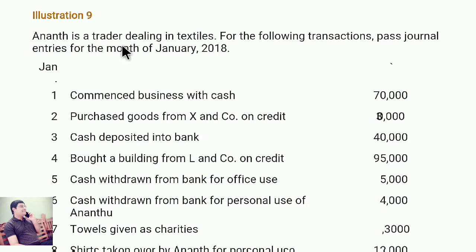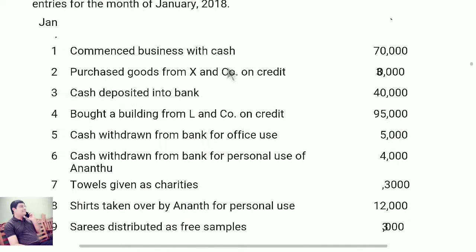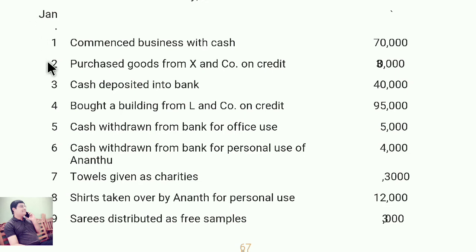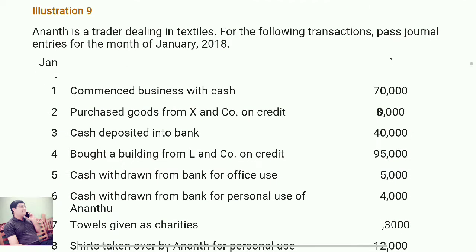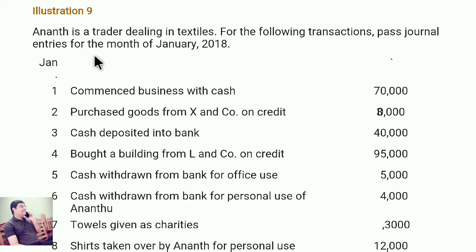Anand is a trader dealing in textiles. For the following transactions, pass journal entries in the month of January 2018. January 1 commenced business with cash. So what comes into business? Cash. So cash account debit to capital account because two accounts here. One is cash, another is capital. Whose capital? Anand's capital. Why are we writing Anand's capital? Because Anand invested money into the business. Who is Anand? The owner of the company.